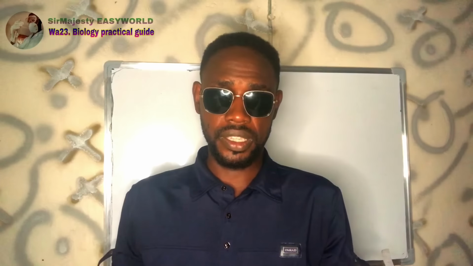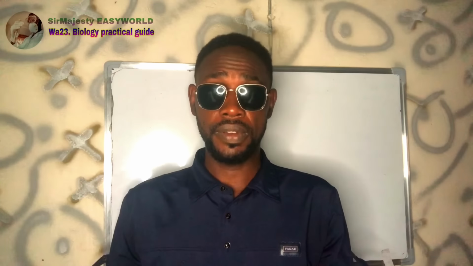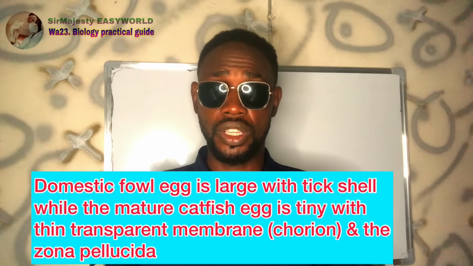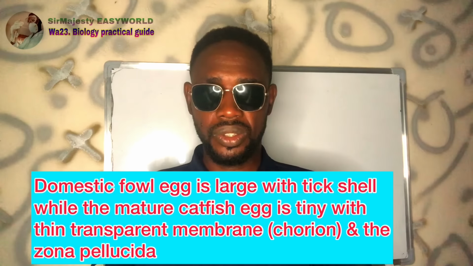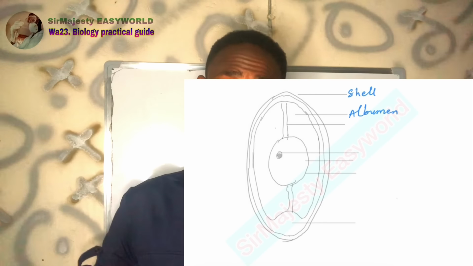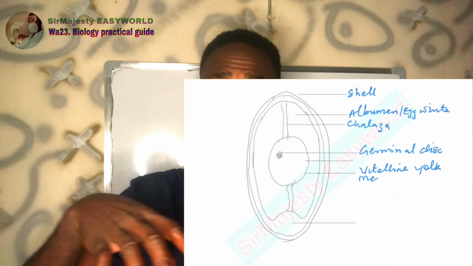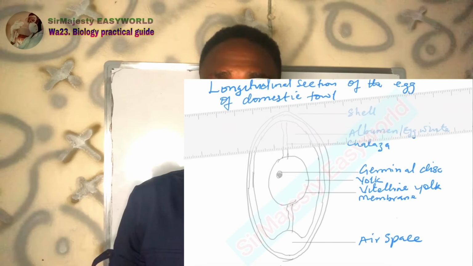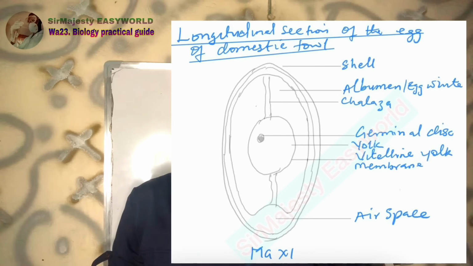So taking a look at the mature fresh egg of a catfish and the fresh egg of a domestic fowl, there is a difference between them. At least the domestic fowl has a thick shell, while that of catfish doesn't have a thick shell. They have just the chorion and then sometimes just the zona pellucida, because it is aquatic. It doesn't require protection from desiccation, but in that of the domestic fowl, the eggs are laid on the ground, terrestrial, so the shell actually protects the egg from drying up. That is, the shell prevents desiccation.